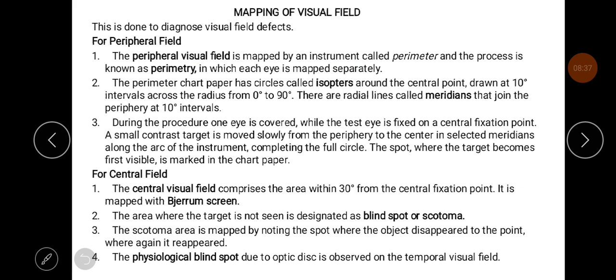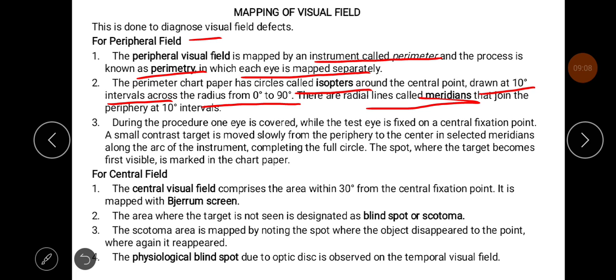Mapping of the visual field. This is done to diagnose visual field defects. The peripheral field is mapped by an instrument called a perimeter, and the process is known as perimetry, in which each eye is mapped separately. The perimeter chart paper has circles called isopters around the central point, drawn at 10-degree intervals across the radius from 0 to 90 degrees. There are radial lines called meridians that join the periphery at 10-degree intervals.